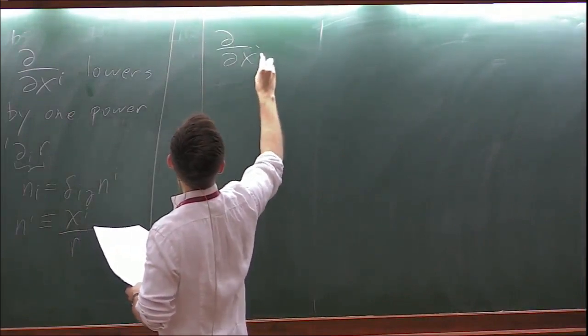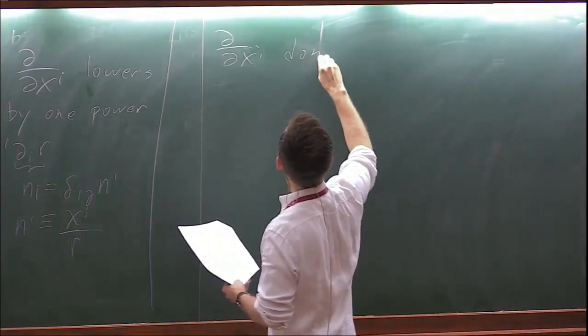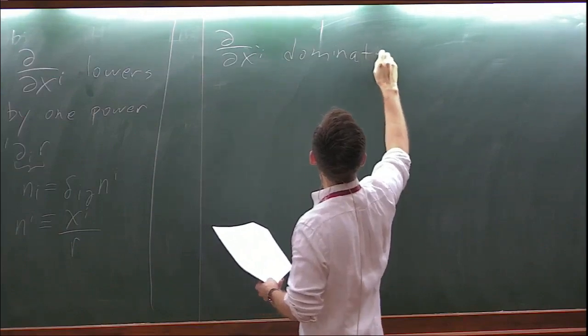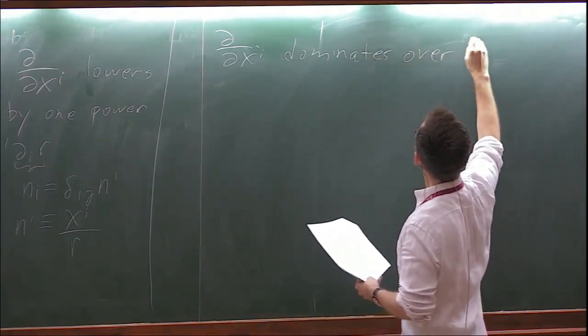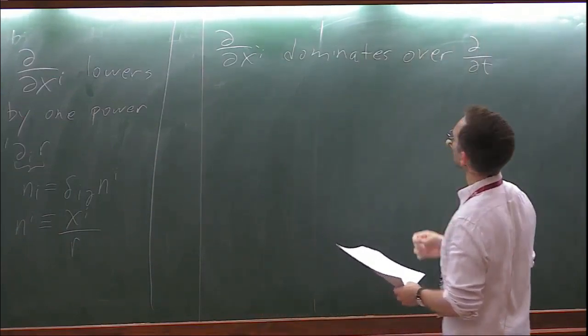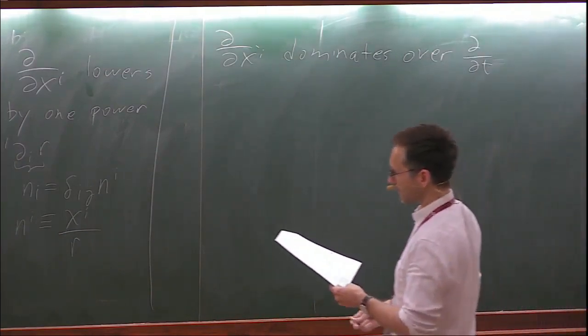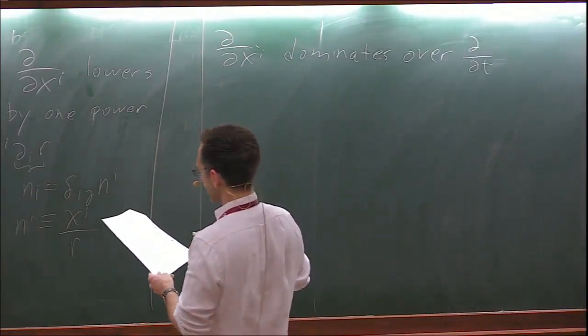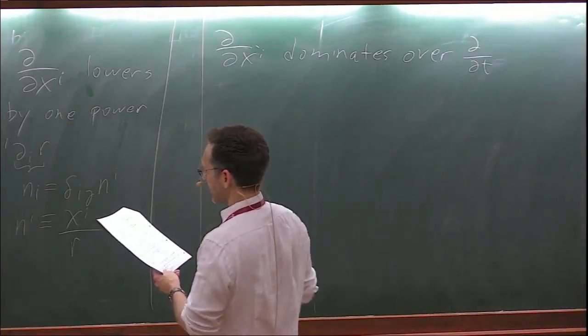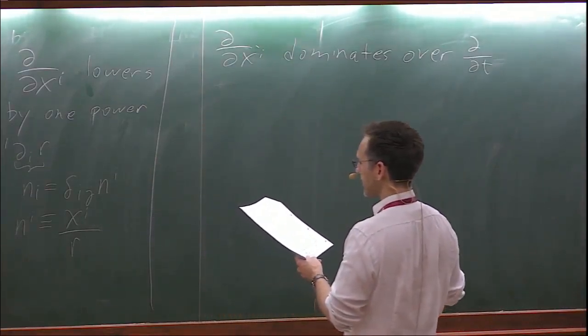So this dominates over a time derivative. So effectively that means we have kind of a quasi-static scenario where the time scale is much longer than the spatial scale. So we can use that to considerably simplify the structure of the equations.